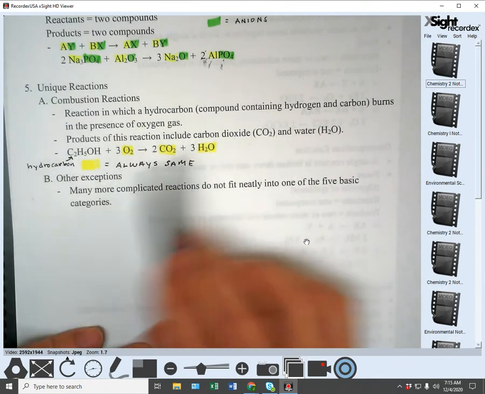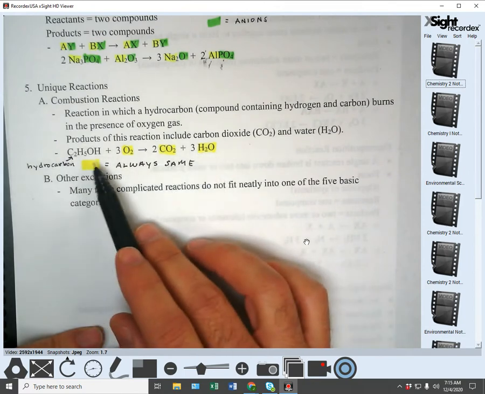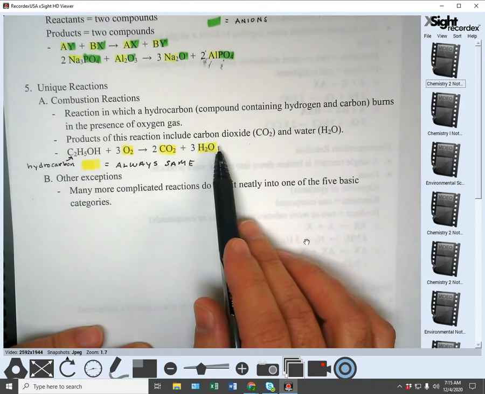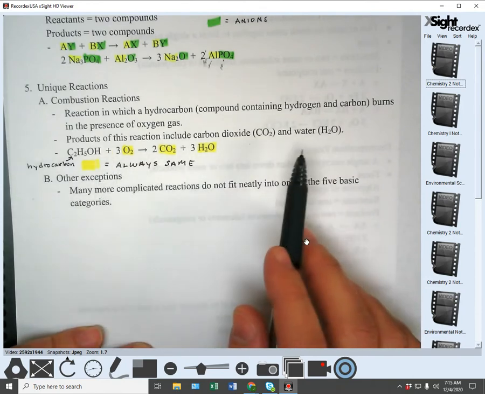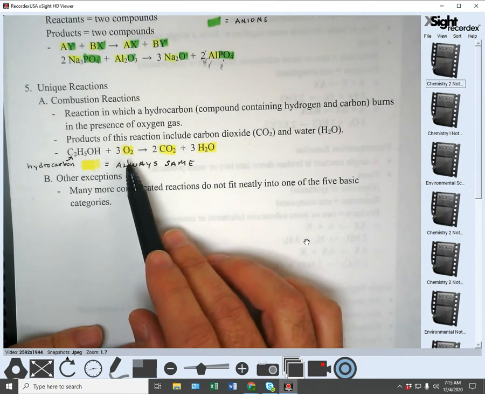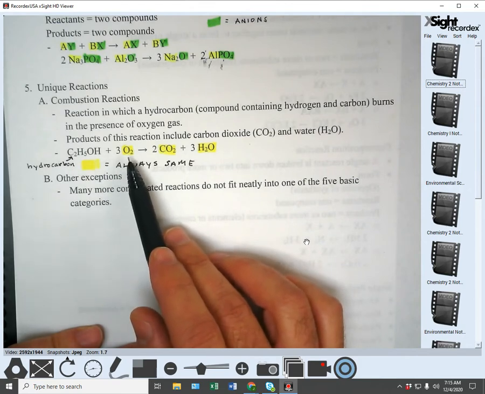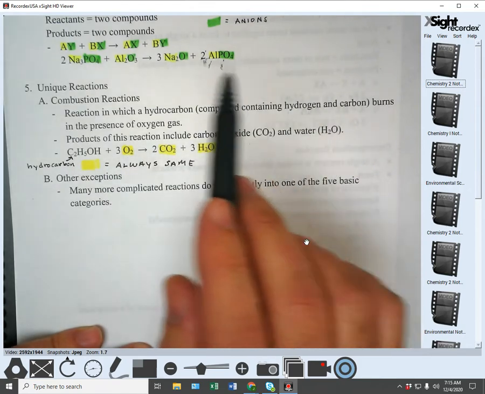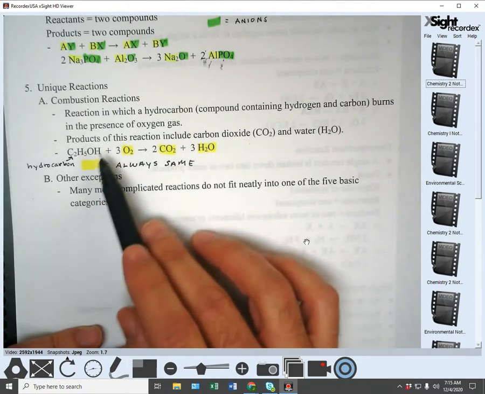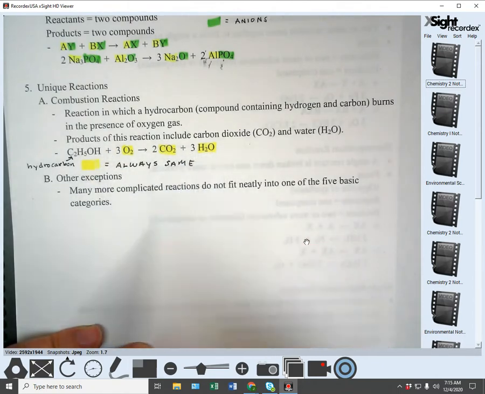So if you have something else, like you could have a hydrocarbon, but if you don't have it being added to oxygen and producing carbon dioxide and water, if any of those parts are different, it's not a combustion reaction. Or you could have something combining with oxygen, but it's not going to produce carbon dioxide and water, only those. If it doesn't have those parts, it's not a combustion reaction.